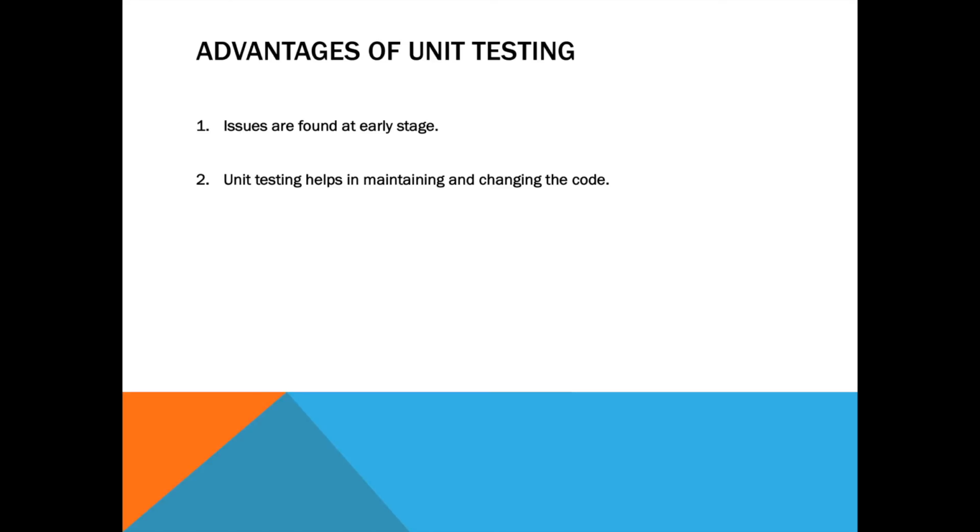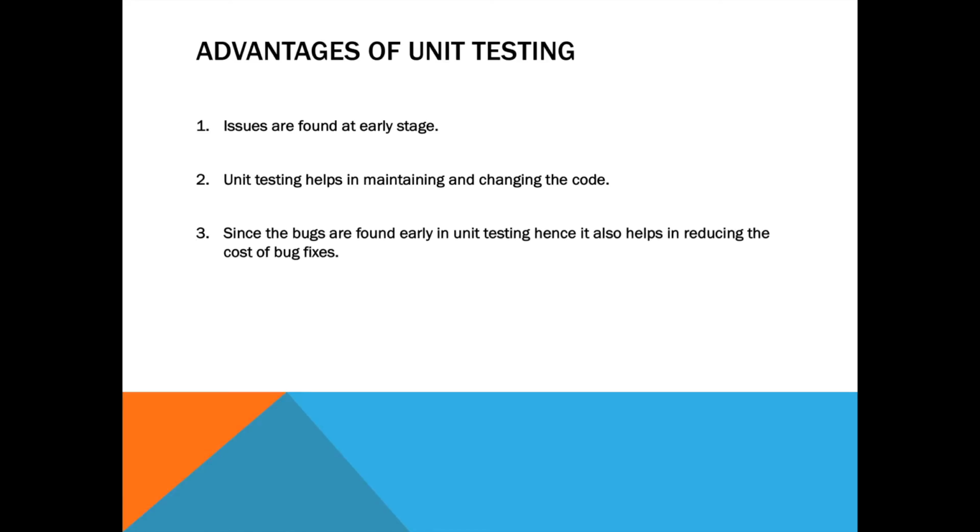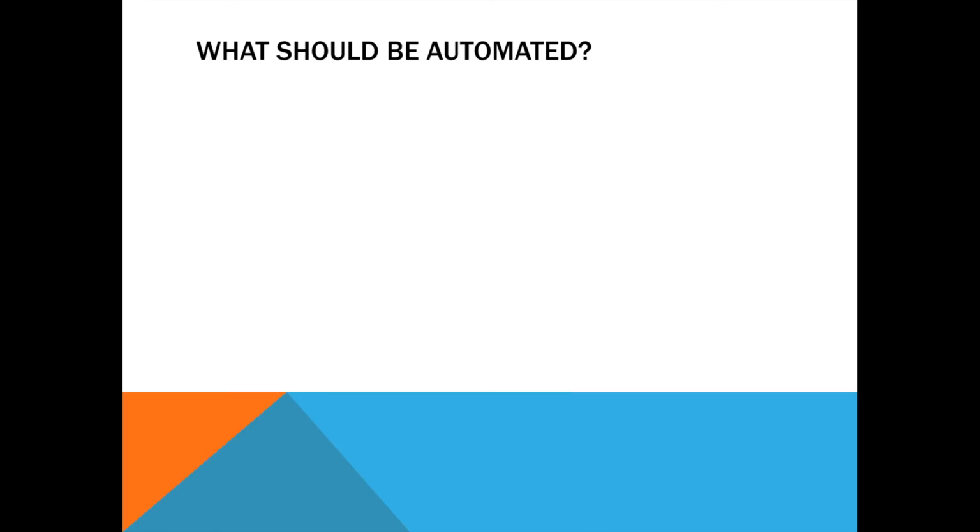This is possible by making the code less interdependent, so that unit testing can be executed. Hence, the chances of a change impacting any other code get reduced. Since the bugs are found early in unit testing, it also helps in reducing the cost of bug fixes. Just imagine the cost of a bug found during the later stages of development, like during system testing or during acceptance testing. What should be automated?